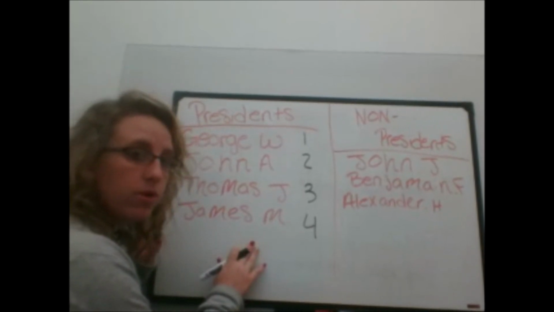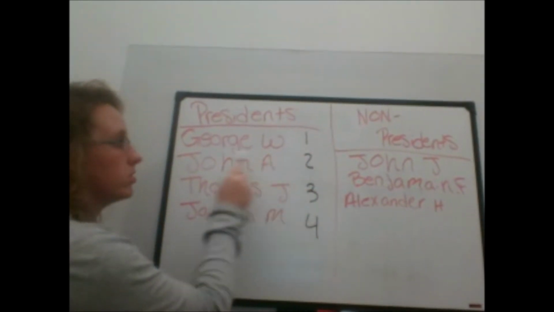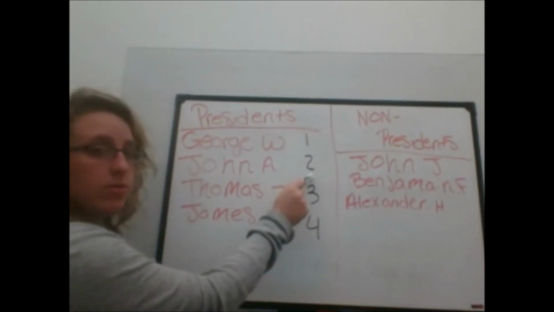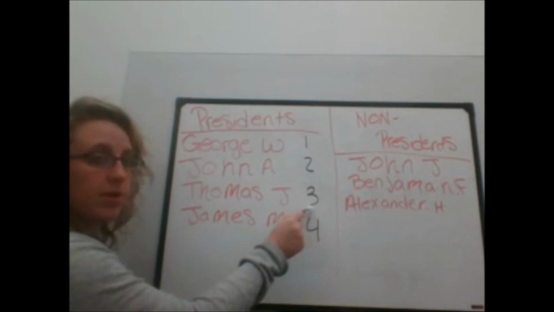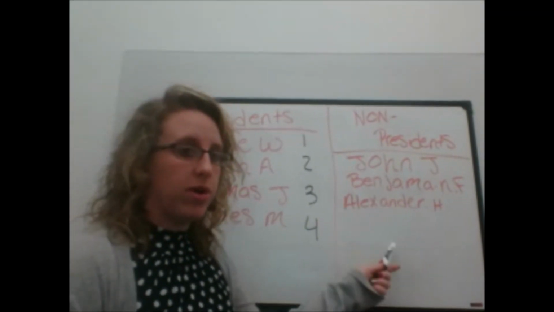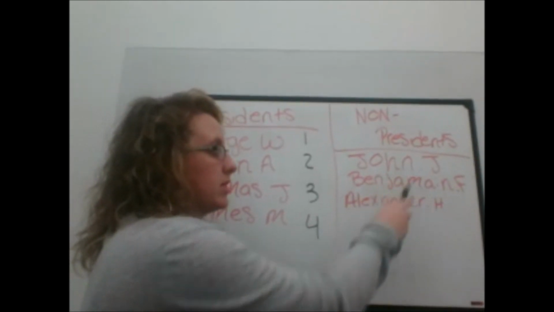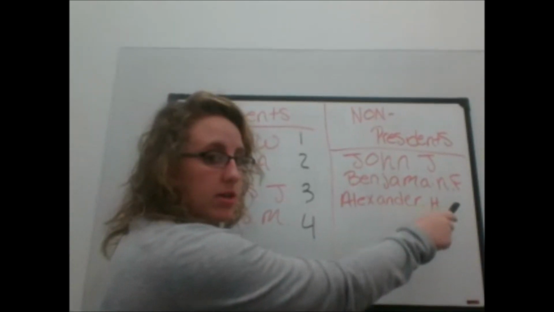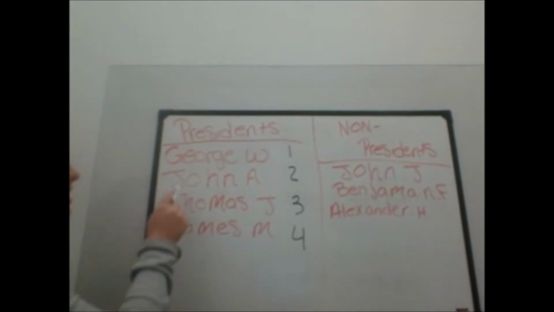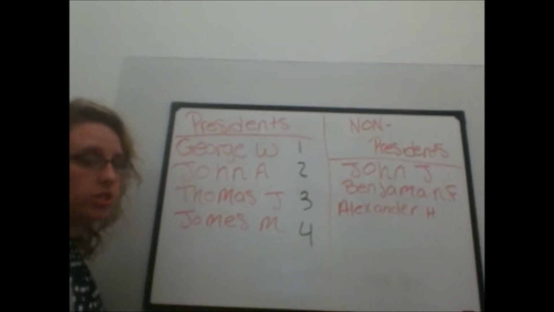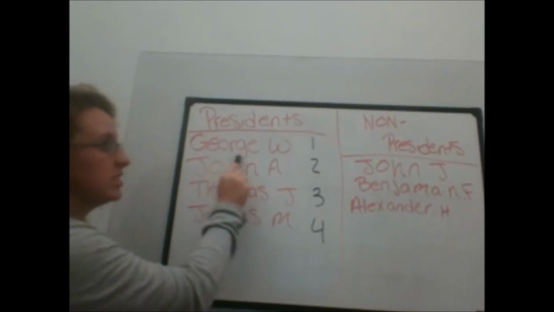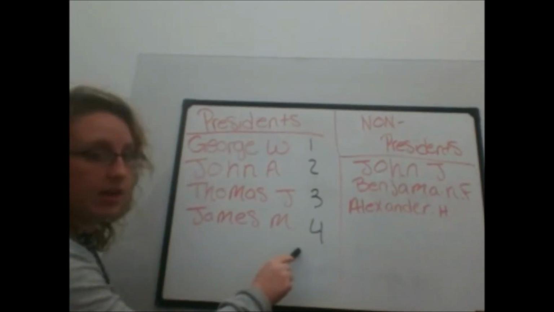On this side, we have the ones that were president in order. So, George Washington was the first president. John Adams was the 2nd president. Thomas Jefferson, 3rd president. James Madison, 4th president. Over here, we have the non-presidents. John Jay was a non-president. Benjamin Franklin was a non-president, and Alexander Hamilton was a non-president. Now, don't be confused because everyone over here except George Washington served as a vice president. George Washington did not. All the others did.